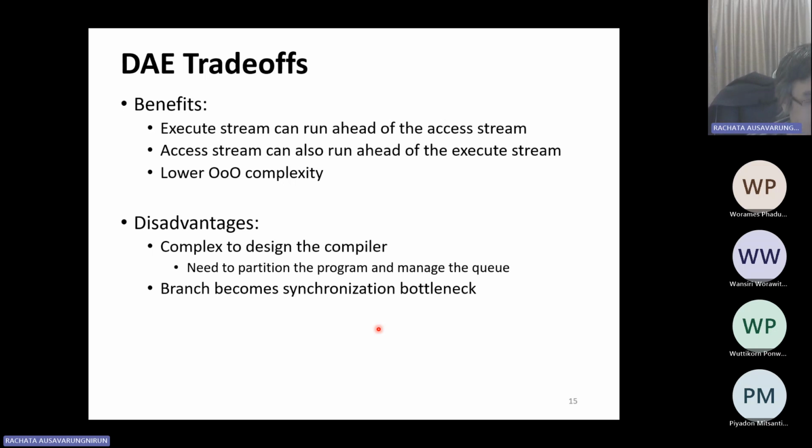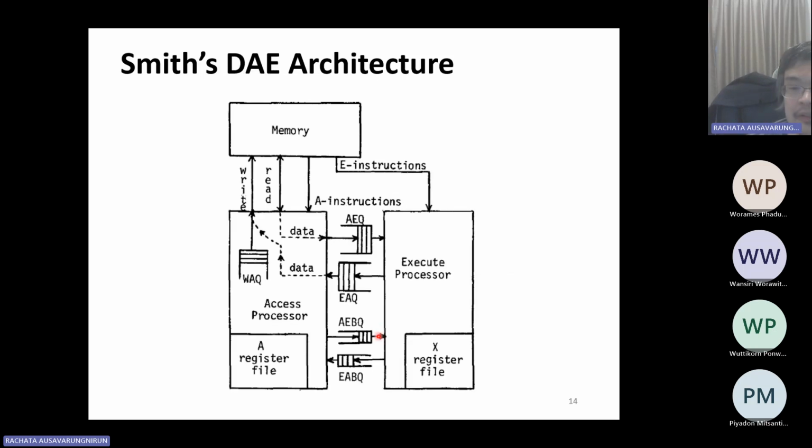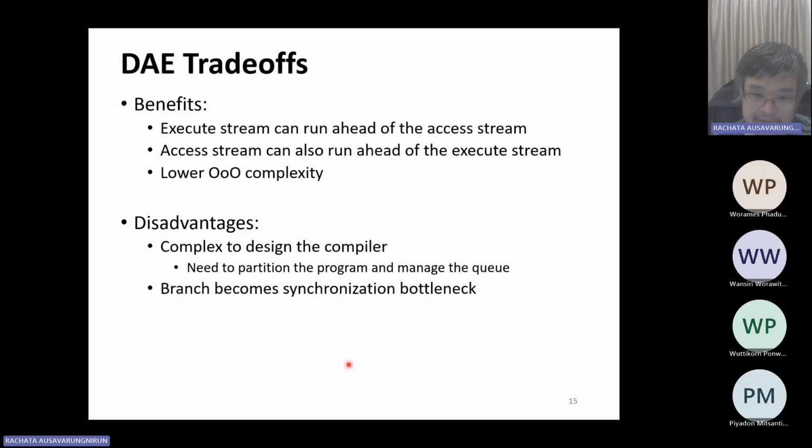The problem with this is, it's not a problem per se, but the overhead here is, well, someone needs to design the compiler. So the compiler is now responsible for making the two streams. And code branches become a bottleneck, because if you go back one slide, you see that this is basically the queue that handles branching. The branch queue becomes another serialization bottleneck. You cannot really just do branch prediction or whatever in this particular architecture, right? So that's the downside here.